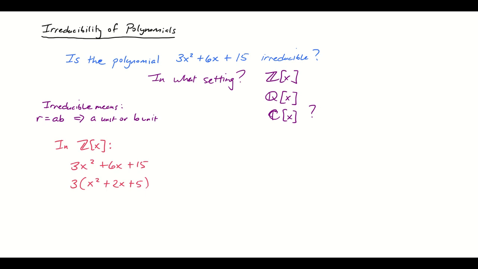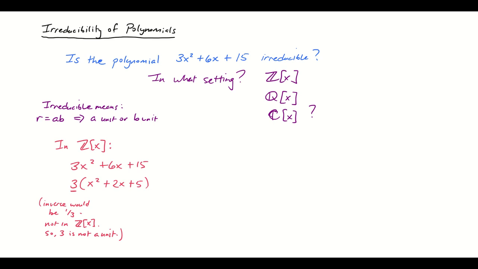And when we look at what we have here, this factorization of 3x squared plus 6x plus 15, so it's 3 times x squared plus 2x plus 5, and we consider the fact that we're in Z[x], well, 3 is a polynomial in Z[x]. It's just a constant polynomial. And it's not a unit because when you think about what we would have to multiply by 3 to get 1, the multiplicative identity, the inverse would be just 1/3. And this is not in Z[x]. So 3 is not a unit.